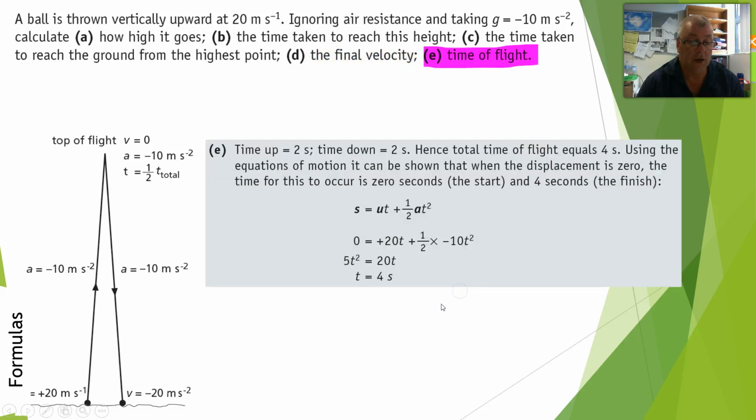And then the time of flight. What you could say is the time up equals the time down, so just add them together and you get 4 seconds. Or you can be clever and work it out recognizing that s is 0, you've got u and you've got a, and we put it into our equations, solve for t, and you get 4 seconds. So you can do it mathematically or you can do it logically.